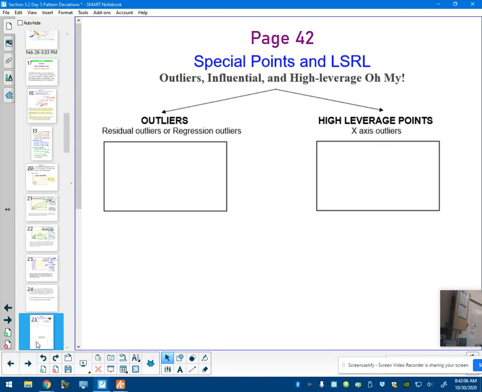And this reminded me of lions and tigers and bears, oh my. Outliers, influential, and high leverage, oh my. That's why I put "oh my" there, just in case you want to know. Okay, so you guys might want to use different colors if you have them.